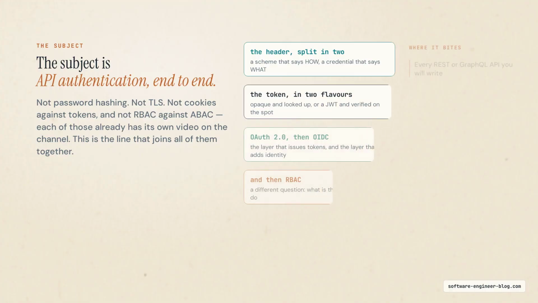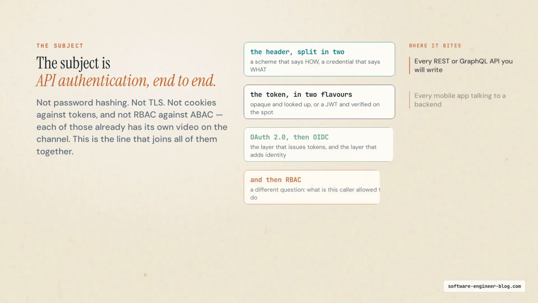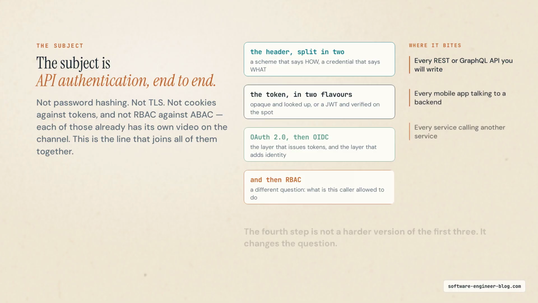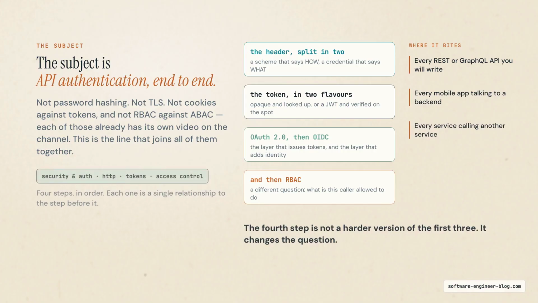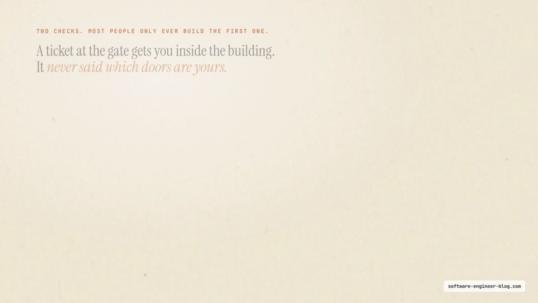We go in 4 steps. The header, split into its 2 halves, the token, which comes in exactly 2 flavors, OAuth 2.0, and then OIDC on top of it. And fourth, RBAC. Watch that 4th step. It is not a harder version of the first 3. It changes the question completely. Before any code, one picture, because it kills the confusion that costs people the most.